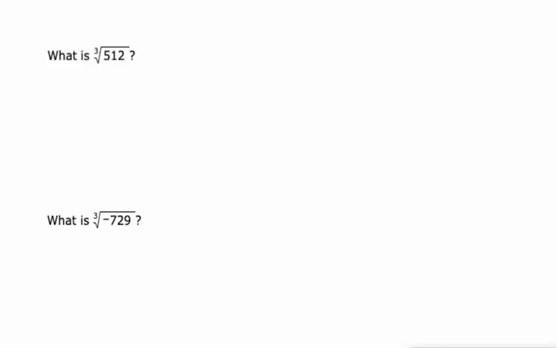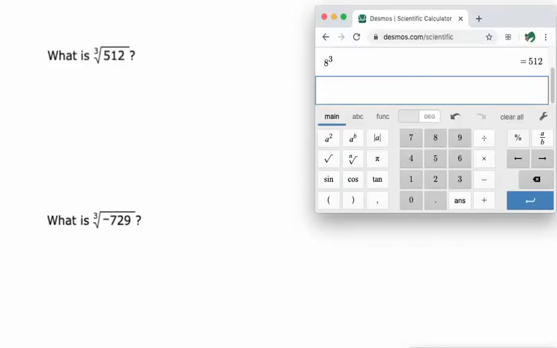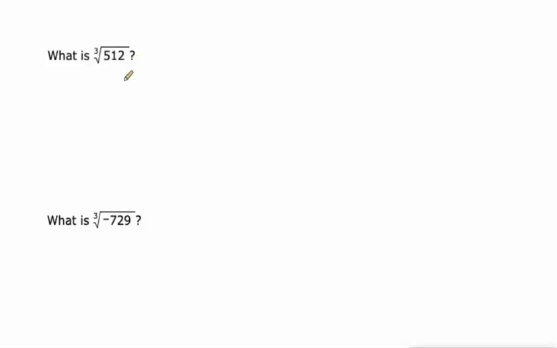Sometimes the numbers get a little bigger and we might need a calculator to check them out, okay? No problem. Oh, there's my answer right there. What is the cube root? There's our cube root button. It's nth root of 512. It's 8 because 8 to the third power is 512. So the cube root of 512 is 8.